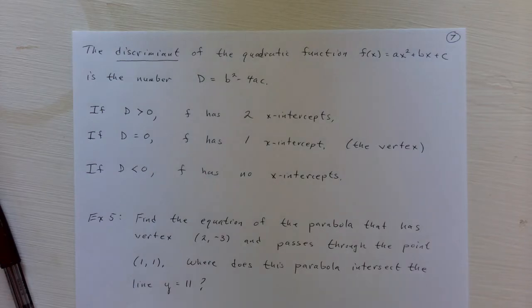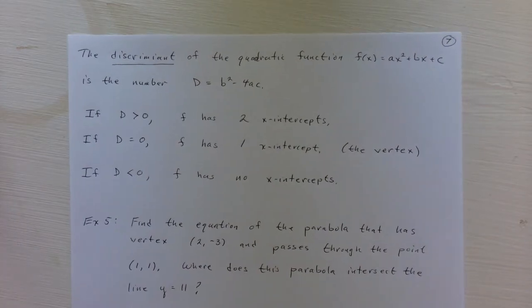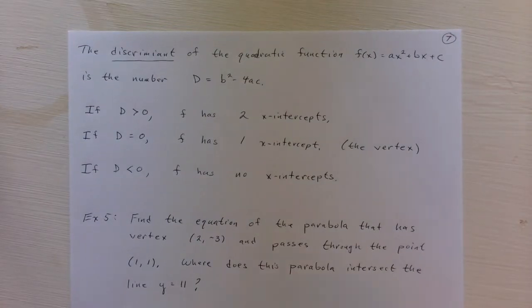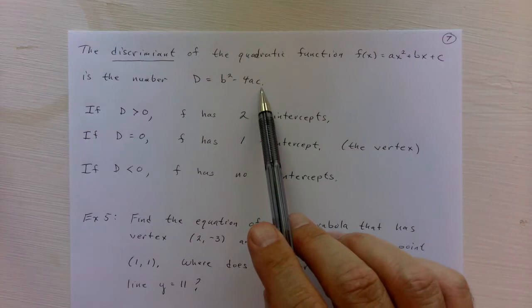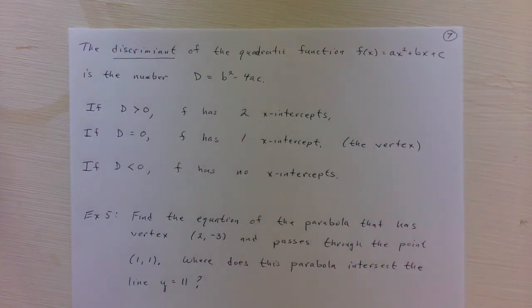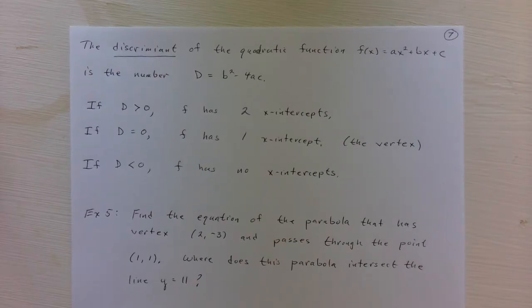A couple more things in this lesson. We've seen this quantity a lot in the last few calculations, this b squared minus 4ac. That's the expression that appears under the square root in the quadratic formula, and we call that the discriminant of a quadratic function. It's significant because it determines how many x-intercepts we have without actually telling you directly what those intercepts are.